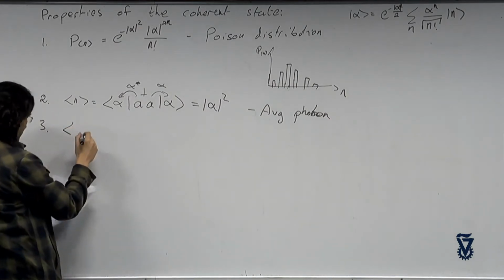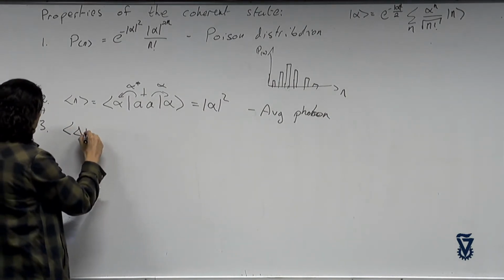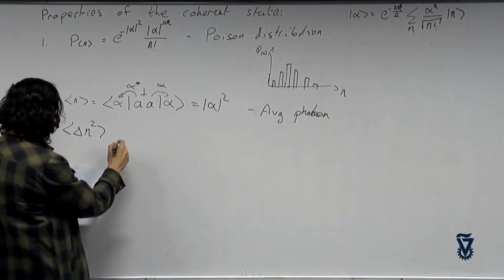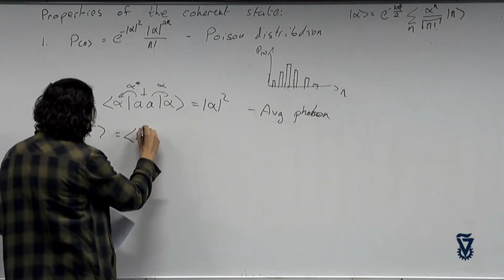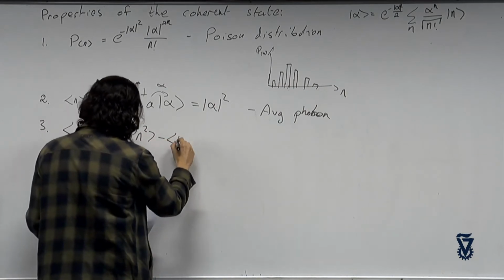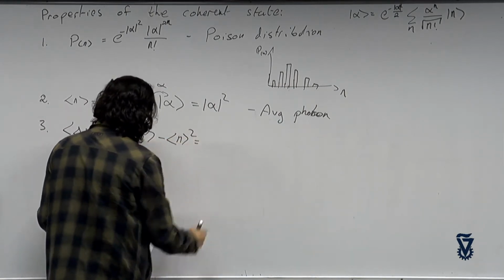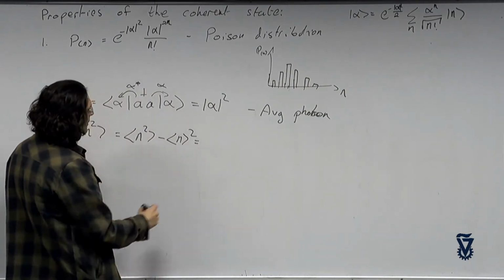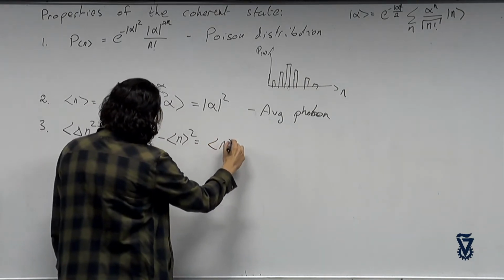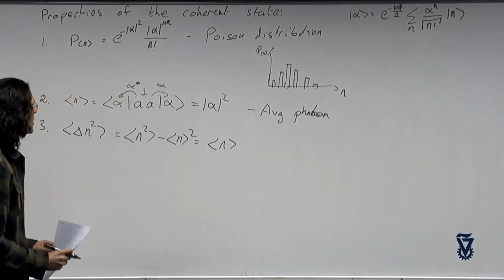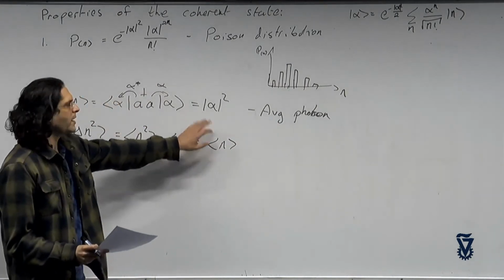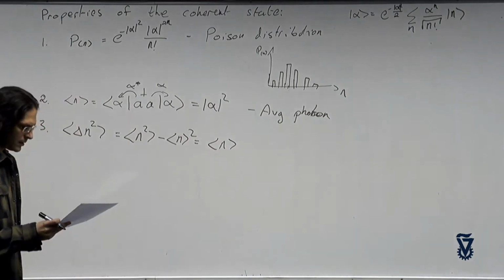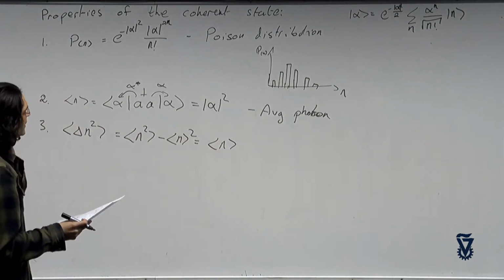If you calculate the variance, so delta n squared, which is just the average of n squared minus the square of the average of n, this will also be alpha squared. So the average photon number is alpha squared, but also the variance is alpha squared.